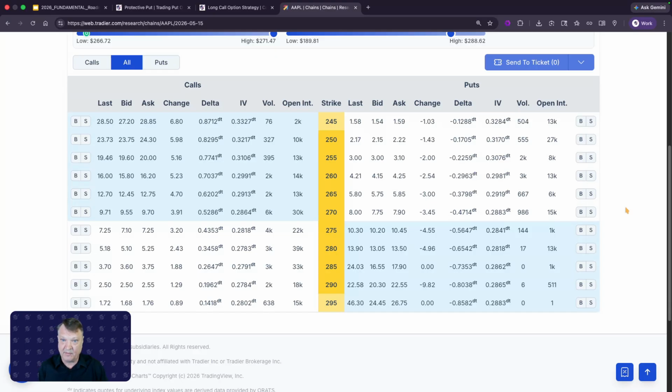If you've owned Apple over the last couple of months, it wasn't that long ago that Apple was trading around $200. You'd be up about $70 on that $200 investment, and we'll pretend that we had 100 shares of it. So we're a little nervous about earnings, like what could happen after earnings.